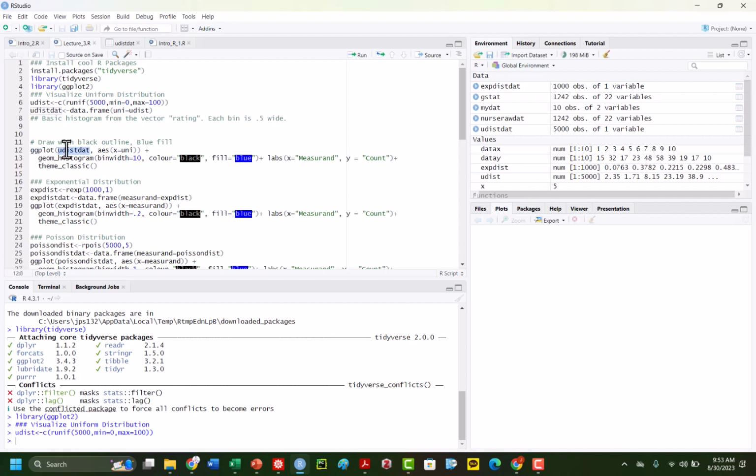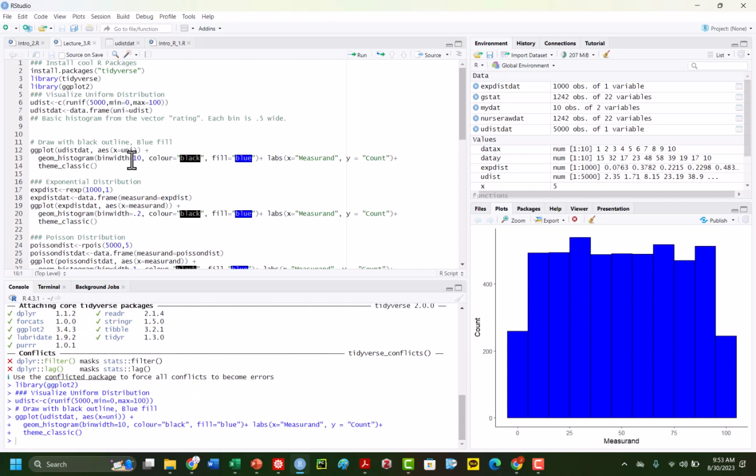You're going to read in the data, which is this US data. And then on the x-axis we're going to put that column, that uni column. And then we're going to add our geom histogram and then themes. And it's our measure and count. And so you can see our beautiful uniform.